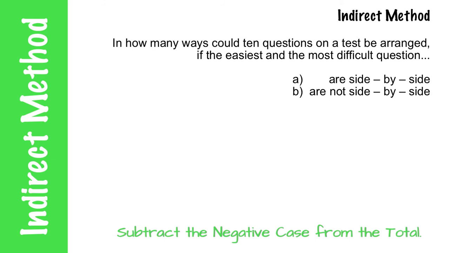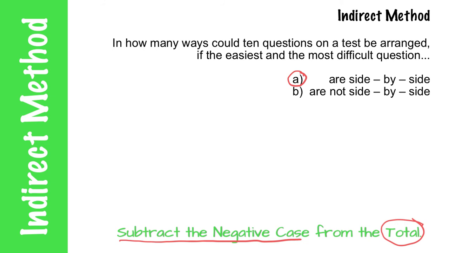Now let's turn our attention to something called the indirect method. That method means that you're subtracting the negative case, or what you don't want, from the total, and that will give you what you need. So our scenario is, in how many ways could 10 questions on a test be arranged if the easiest and the most difficult question are side by side?